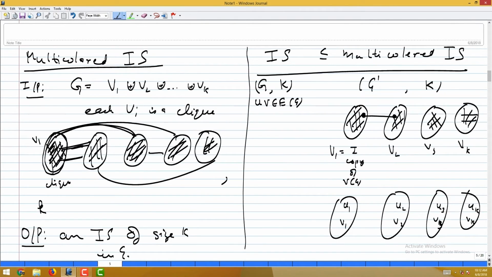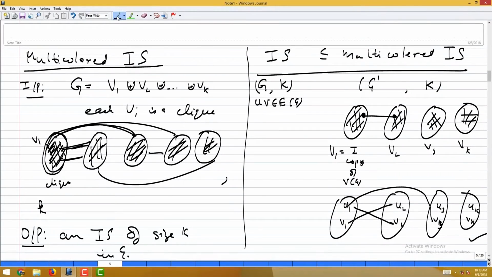So if uv was an edge in G, you put an edge between basically all possible copies of u and v. I'll put an edge between u1 and v2, between u2 and v1, u1 and v3, v1 and u3, all possible copies of u and v. So this is the construction.